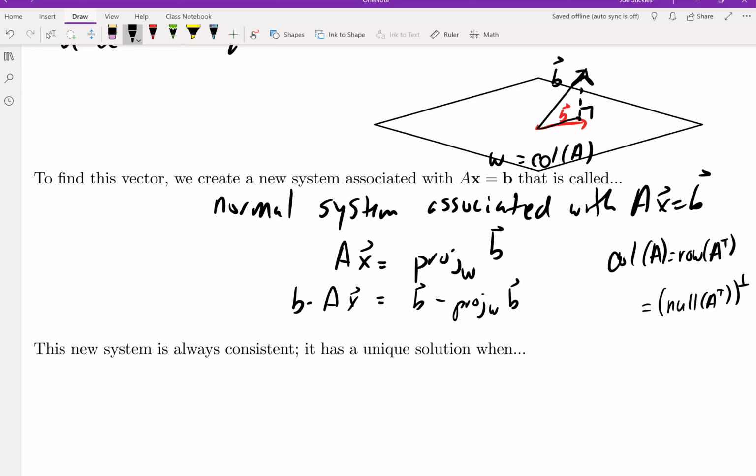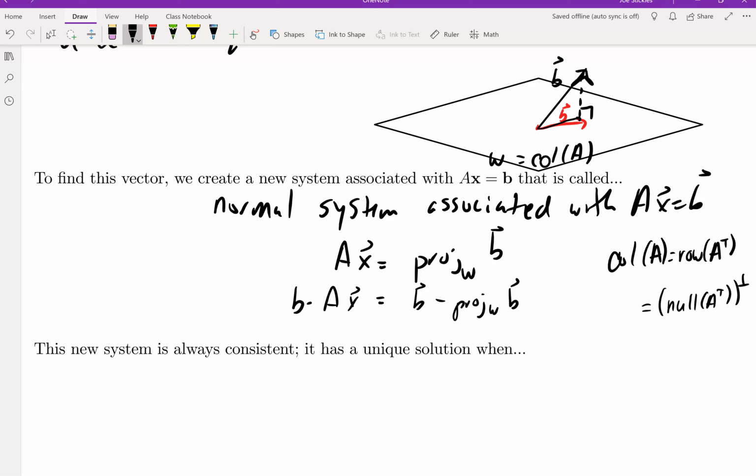Any vector that's orthogonal to the column space of A is in the null space of A transpose, because that's its orthogonal complement. Now we can rearrange this equation to get A transpose A x equals A transpose b. So this is your normal system.